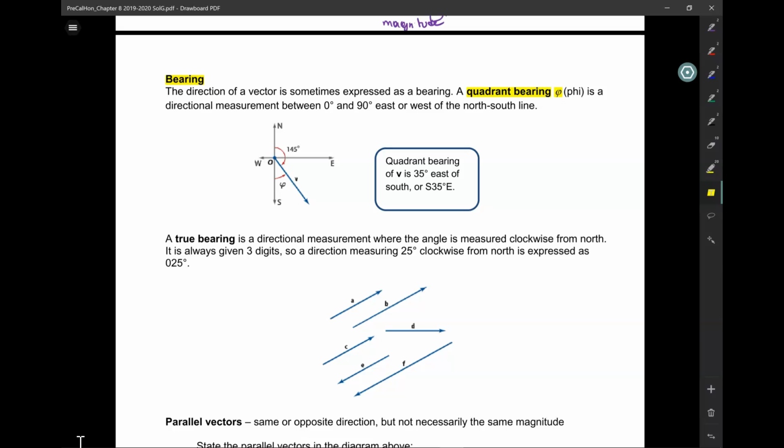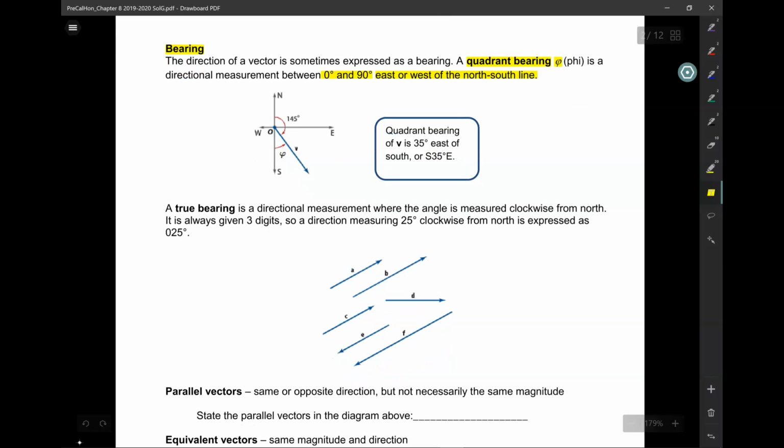That is a directional measurement between 0 and 90, east or west of the north-south line. So basically, take a look at this angle here. Traditionally, we would measure it starting with 0, and it would be in the third quadrant, right? So what would the measure of that be? It'd be greater than 270 and less than 360, right? But the way they measure it is they make the numerical value smaller.